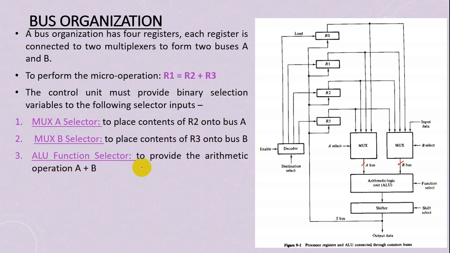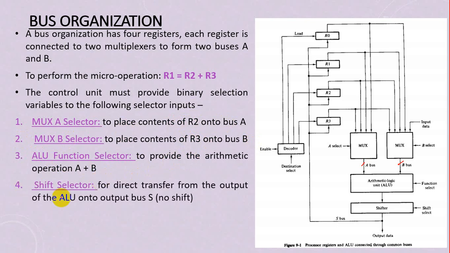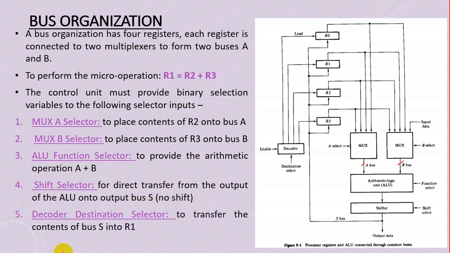ALU function selector to provide the arithmetic operation A plus B. Shift selector for direct transfer from the output of the ALU onto the output bus S, that is, no shifting. Finally, decoder destination selector to transfer the contents of bus S into the register R1.